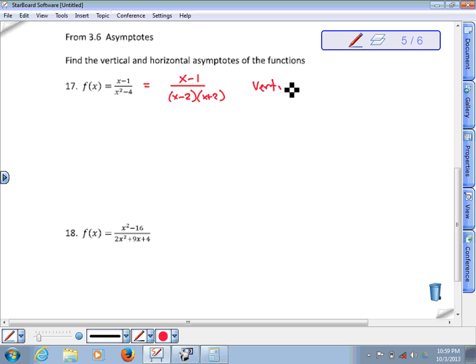So vertical asymptotes are x equals 2, x equals negative 2. The horizontal asymptote, if we compare the degree of the numerator, it's degree 1. The degree of the polynomial in the denominator is degree 2. Now, horizontal asymptotes can happen one of 3 ways. If the degree in the numerator is smaller than the degree in the denominator, then the horizontal asymptote is the line y equals 0.